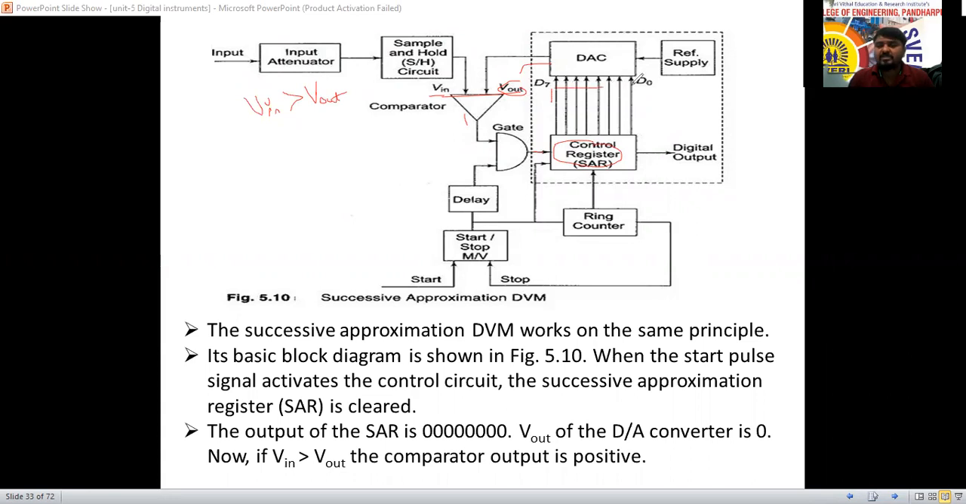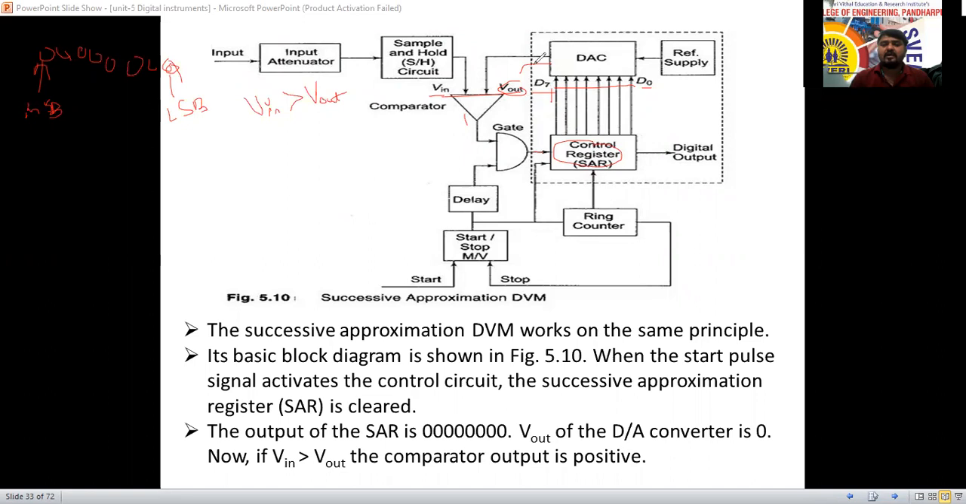Here 8 clock pulses operate, D0 to D7, starting from 0, 0, 0, 0 at the initial condition. D7 is the most significant bit, MSB, and D0 is the least significant bit, LSB.